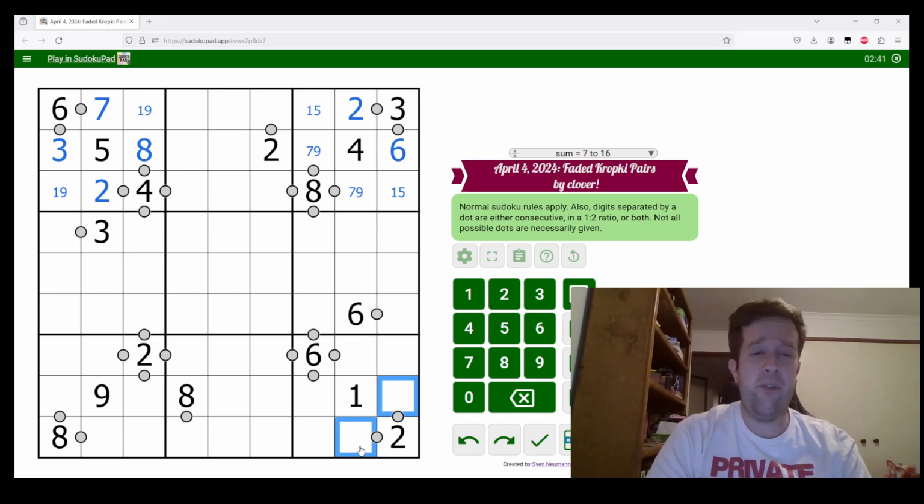2 is consecutive to 1 and 3. And double 2 makes 4. This cell sees 1 and 4, meaning this is 3. This one sees 1 and 3, making it 4.